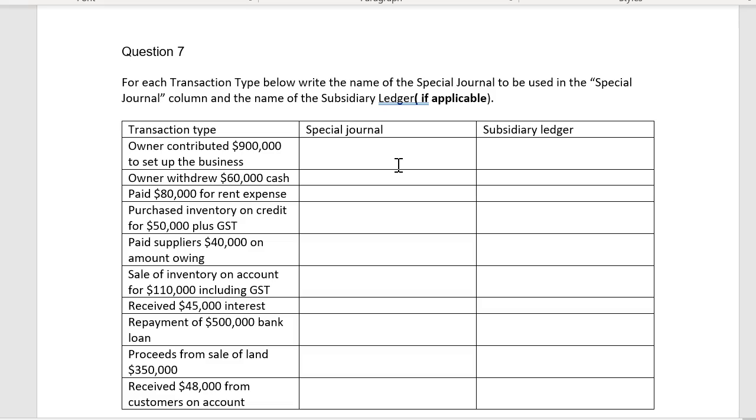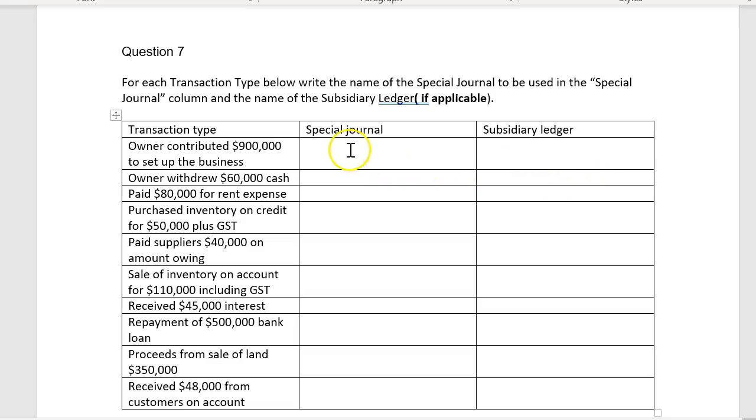Last but not least, the cash payments journal. The cash payments journal records all cash outflows. It could be interest payments, loan repayments, payment of utility bills such as electricity, water, gas, council rates, and also payment to suppliers. So that's what cash payments records. And we learned 2 subsidiary ledgers, accounts receivable and accounts payable.